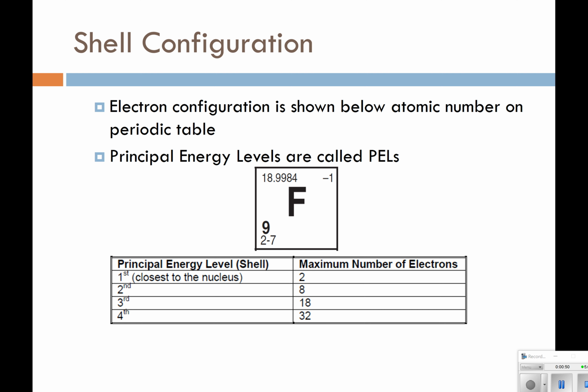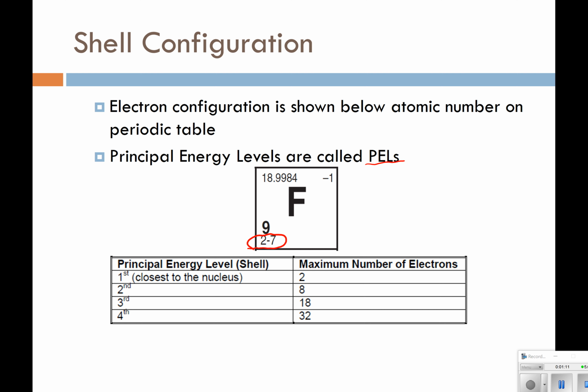Now the electron configuration, which is what we're going to focus on today, we can find in an entry on the periodic table. In this case for fluorine, the electron configuration is 2-7, and that's an indicator of how many electrons are in each principal energy level, or what we call a PEL.